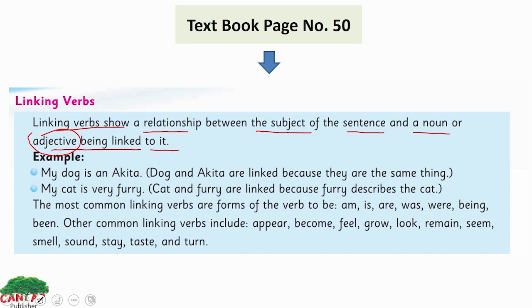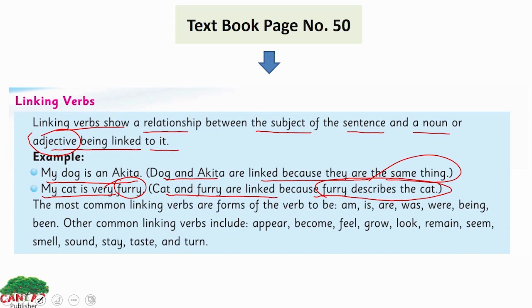Look, here are the examples. My dog is an Akita. Dog and Akita are linked because they are the same thing. My cat is very furry. Cat and furry are linked because furry describes the cat. What is furry here? An adjective. Furry is an adjective. Furry means having soft hair. My cat is very furry, very soft-haired.